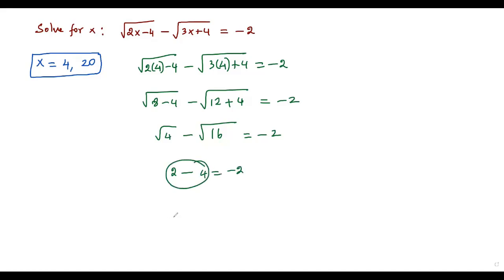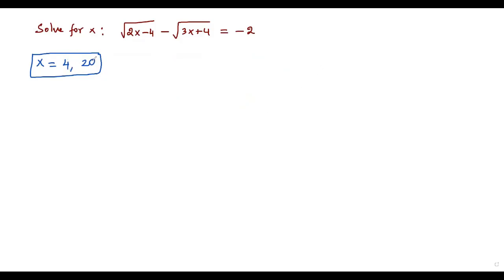The simplification of 2 minus 4 is just negative 2, equals negative 2. So this is a true statement. The equation is satisfied by the first solution, x equal to 4. So the first solution, 4, can be accepted. Okay, now we can verify the second solution, 20.